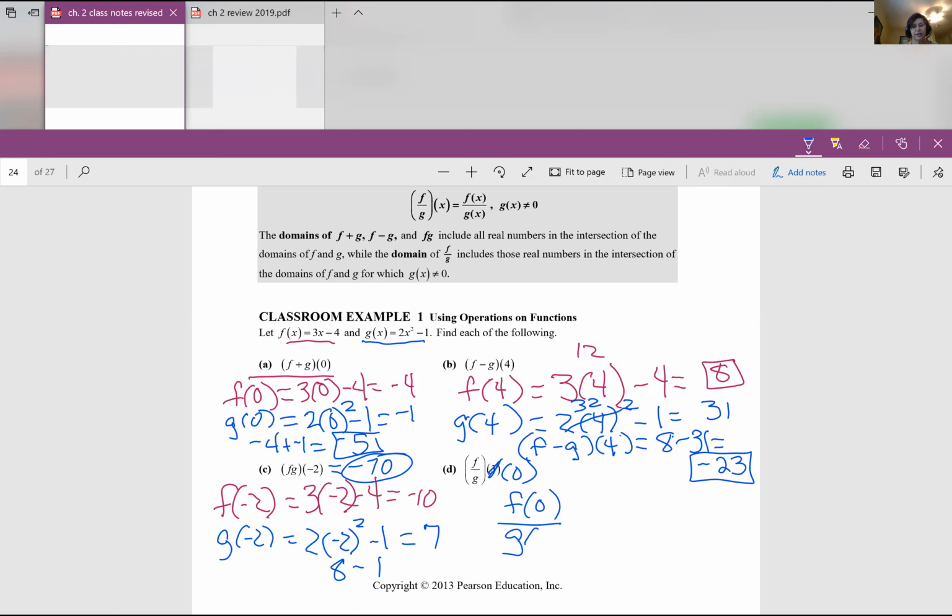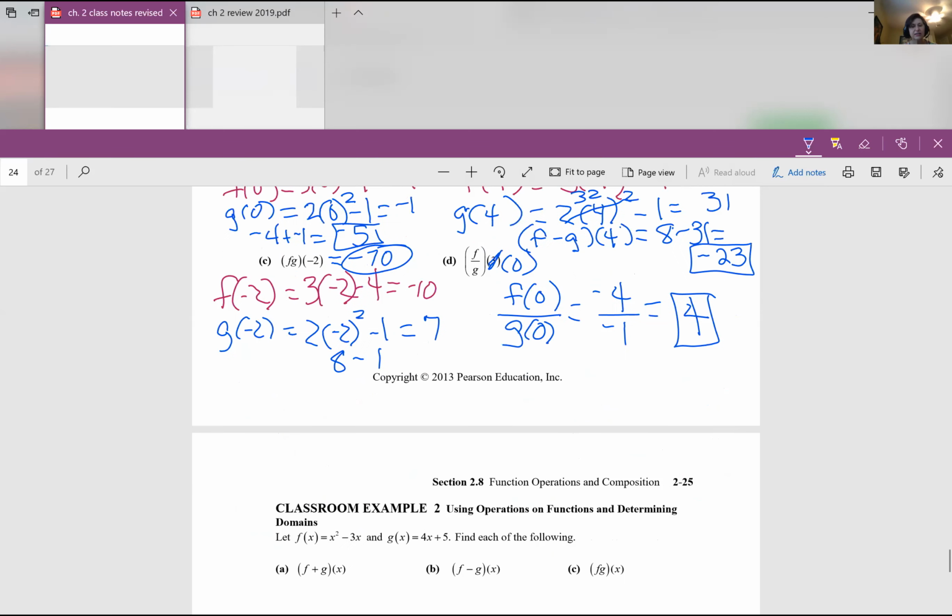If you go back and look at A, we don't have to recalculate. We'll just use numbers we found. That was negative 4, wasn't it? And what was g of 0? Negative 1. So what's that going to turn into? Well, look carefully. Negative 4 divided by negative 1 is positive 4. A negative divided by a negative gives me a positive. So we're just doing whatever the operation is and cleaning up.